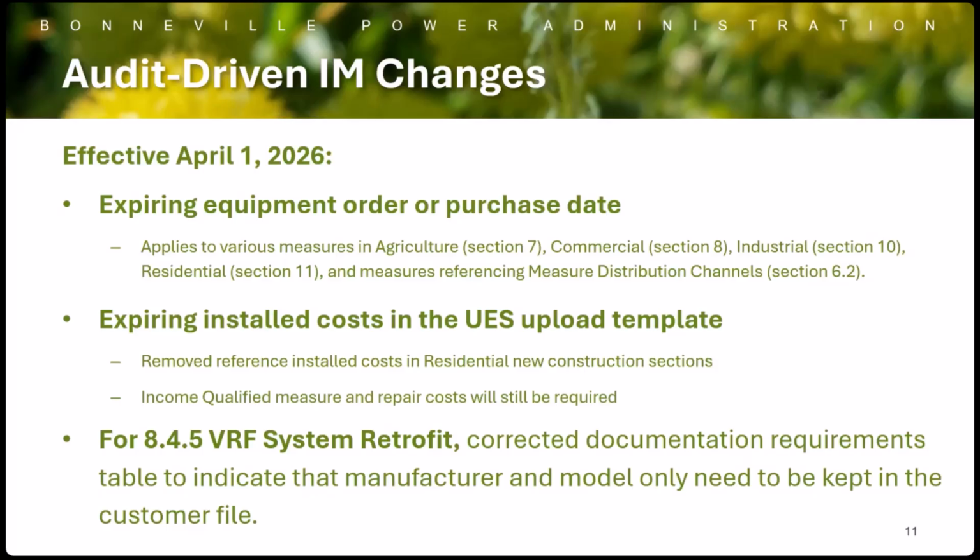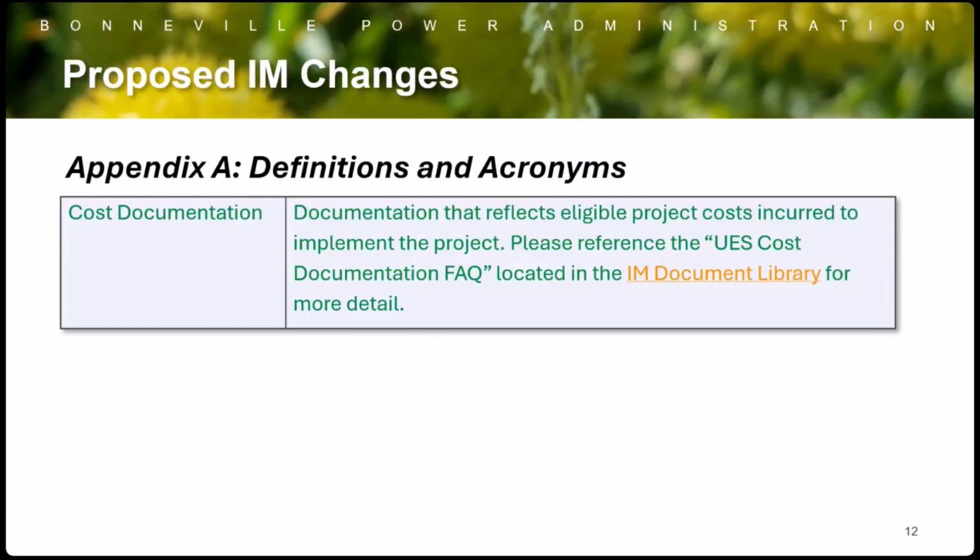For section 8.4.5 for the VRF system retrofit, we are expiring the documentation requirements, indicating that manufacturer and model number only needs to be kept in the customer file and not submitted to BEAT or included on the UES upload template. And with that, I will hand it over to Eric Mentor.